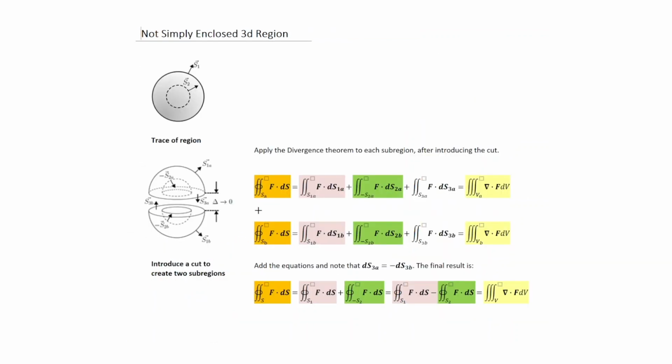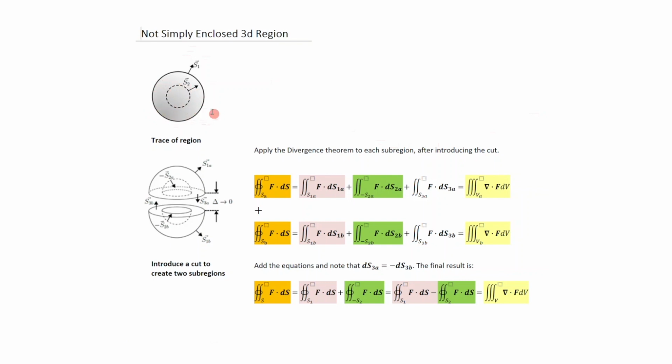All right, so let's look at a not simply enclosed 3D region. And so this is a trace. So if this is a simple sphere and hollowed out sphere, then there would be the inner surface of this hollowed out sphere. And let's take that to be direction S2. That's the differential surface area vector. And this is the differential surface area on the outside. So how do we deal with this type of problem when it's not simply enclosed?